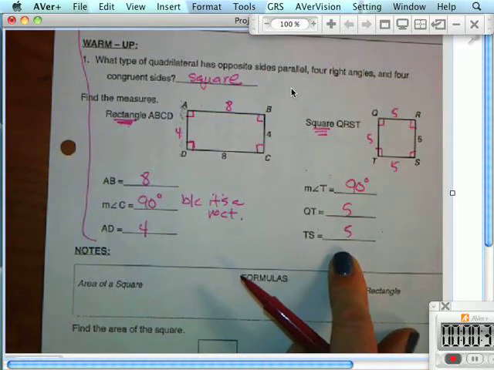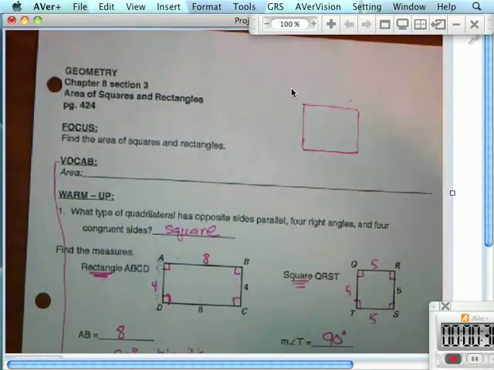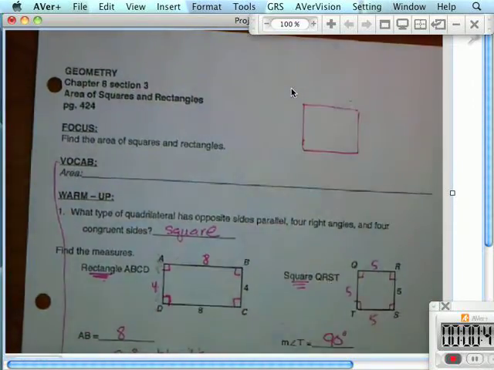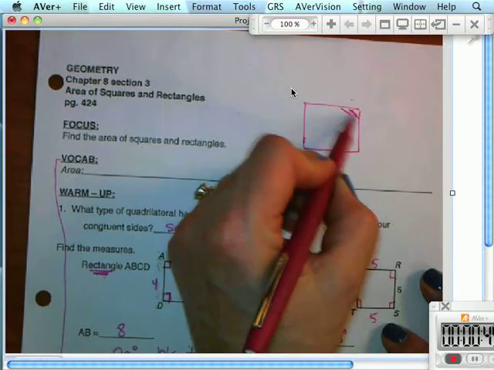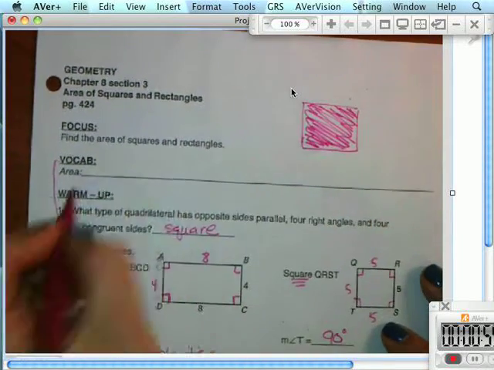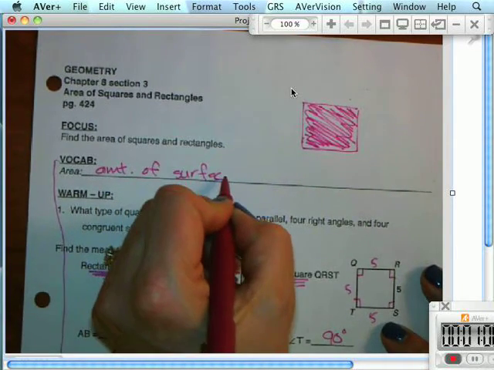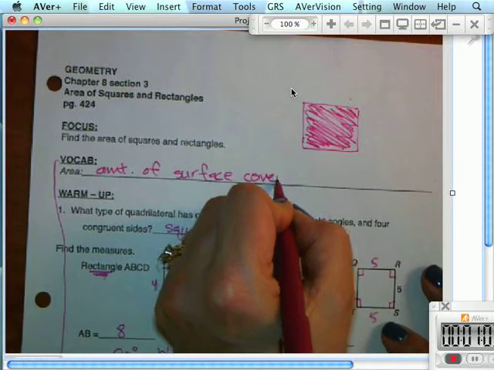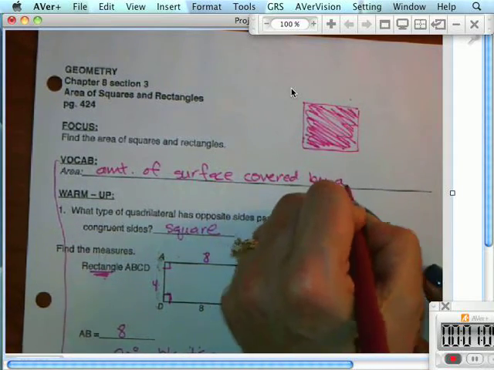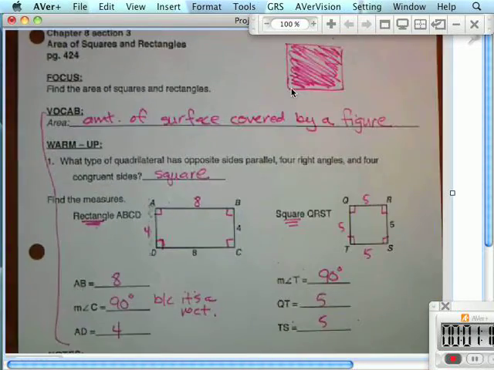All right, now let's talk about what area means. I'm just going to draw a little square here. What is area? Stuff inside the perimeter. It's the stuff, the flat stuff, the surface inside of here. How much is that? That's what area is. It's the amount of surface covered by a figure. The amount of surface covered by a figure.